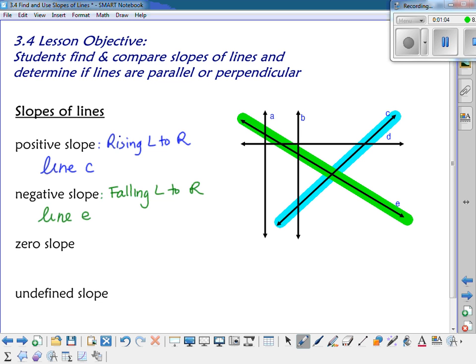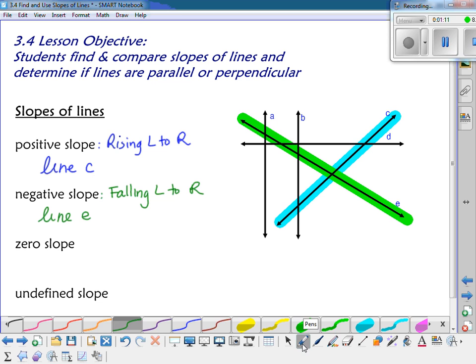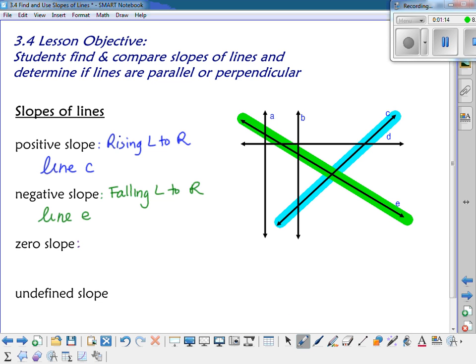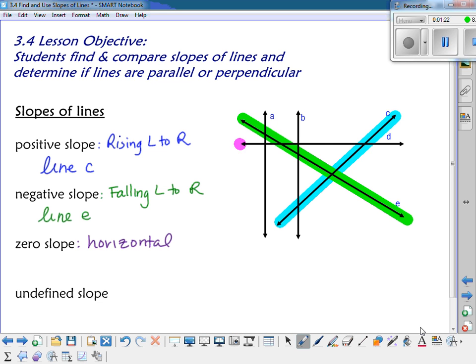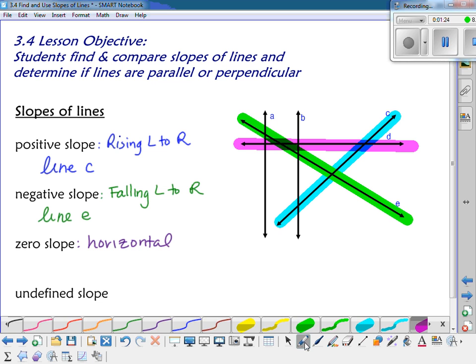Zero slope. Slope is rise over run. Zero slope means there is no rise. It's not going up at all. It is a horizontal line. And so looking at the figure, I see line D is a horizontal line.